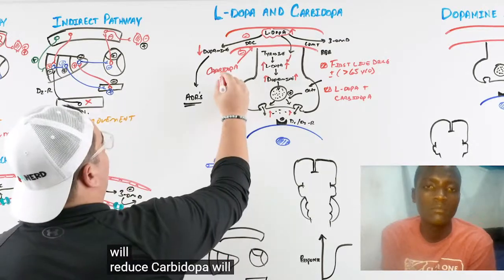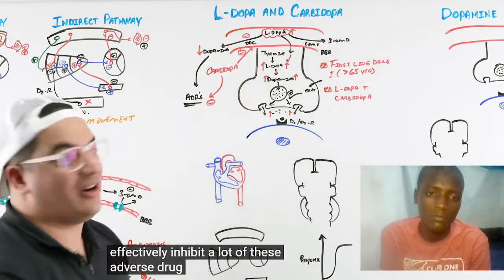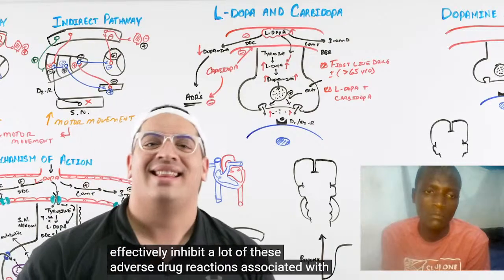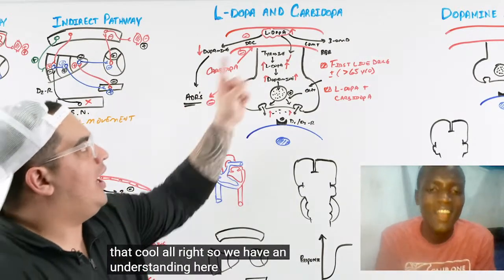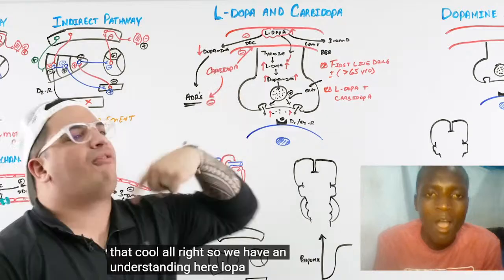Carbidopa will effectively inhibit a lot of these adverse drug reactions associated with the high amounts of dopamine that's being converted in the periphery. Isn't that cool? All right. So we have an understanding here. L-DOPA, first line agent, really to be given in patients with Parkinson's disease.